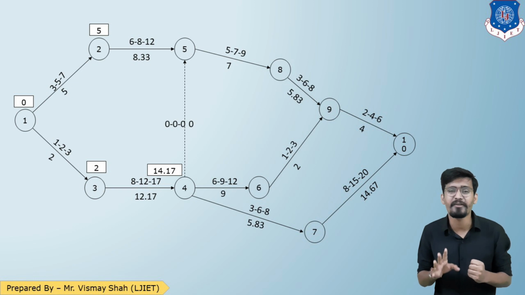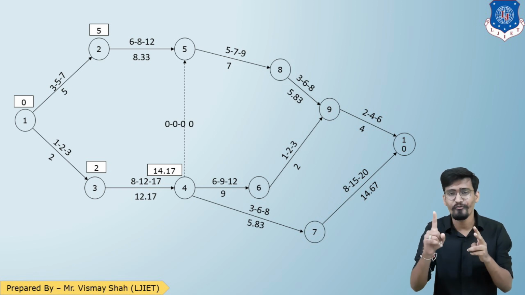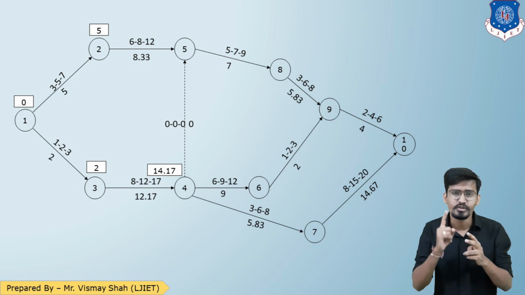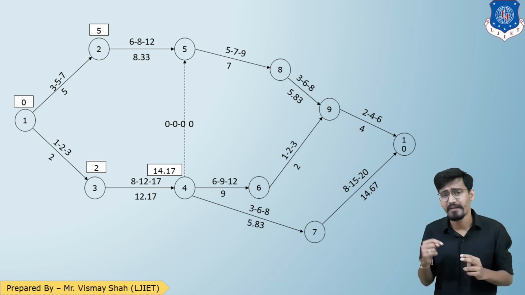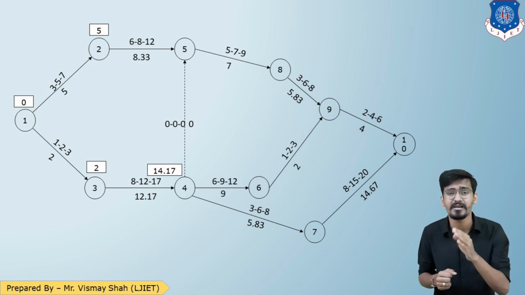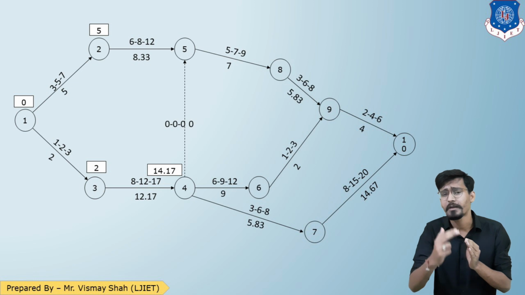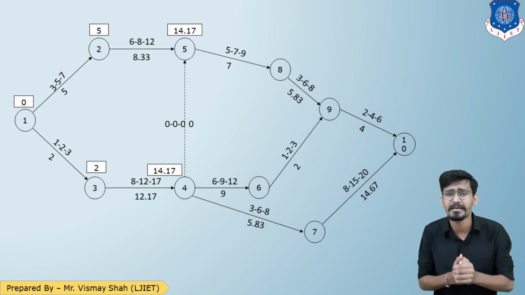Now for event number 5, there are two ways, 2 to 5 and 4 to 5. If I go from 2 to 5, 5 plus 8.33 is 13.33. And if I go from 4 to 5, 14.17 plus 0 is 14.17. I have got two answers, 13.33 and 14.17, so I'll consider the maximum, 14.17. Now 5 is completed.